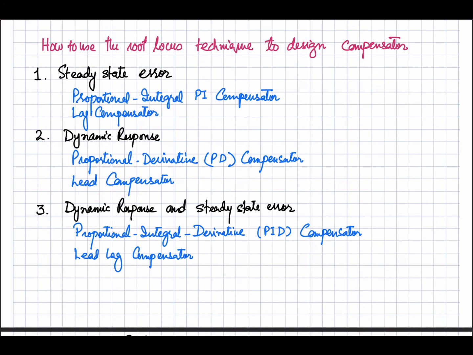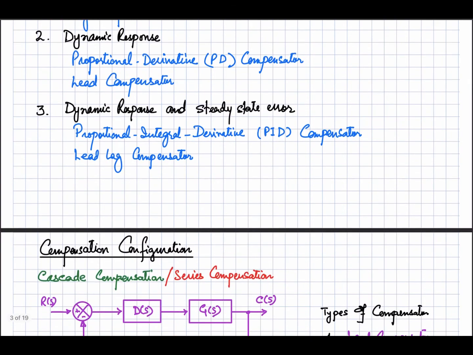And the third type of the compensator is the PID compensator, that is the combination of the lag compensator and the lead compensator, or PI compensator and the PD compensator. So they are combined together to get the desired dynamic response as well as the desired steady state error. Your lag compensator or PI compensator is only for the steady state error. Your PD compensator and the lead compensator is to improve the dynamic response of your system, and the PID compensator helps you to improve the dynamic response and the steady state error.